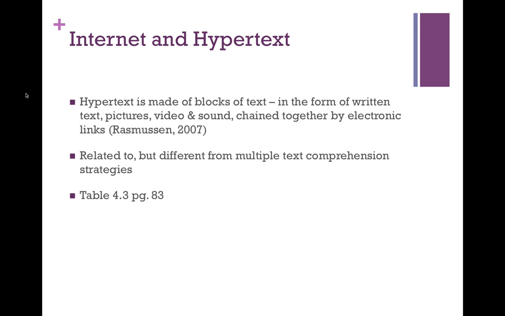But the book makes a very clear distinction that these are different, because with multiple text strategies, you're just reading two different sources. Whereas with hypertext, it's not a clear path. It might be different each time you click on something, and it's not the same experience. So it's a very different type of comprehension strategy, because you don't quite know what you're going to get, which is different from opening a chapter book and reading two different books. These comprehension strategies are listed in another table on page 83.